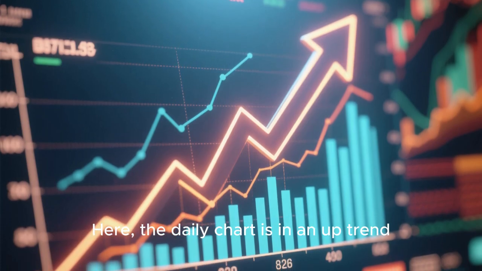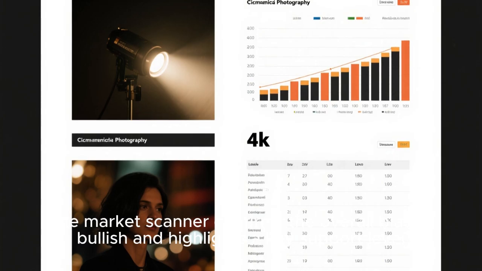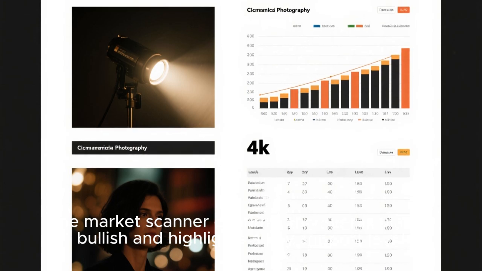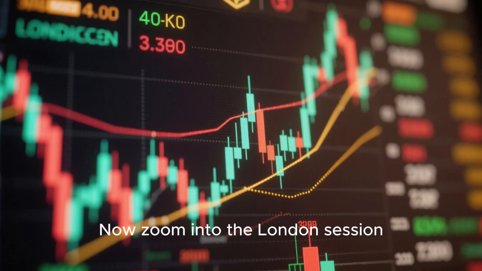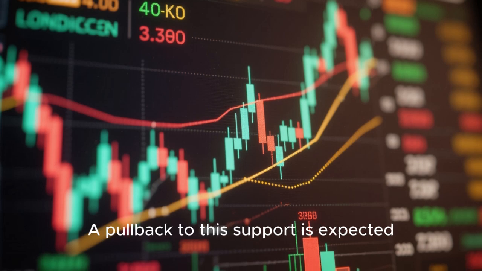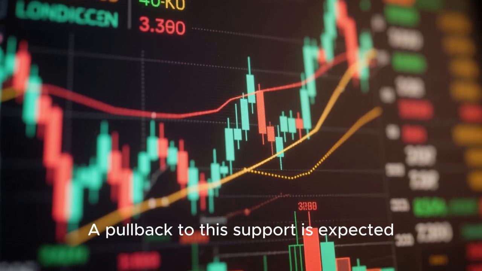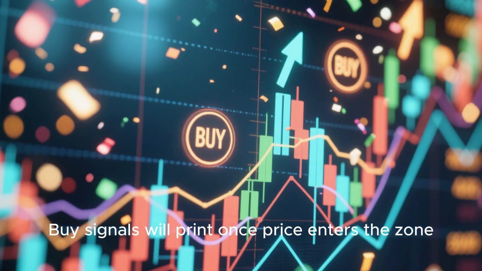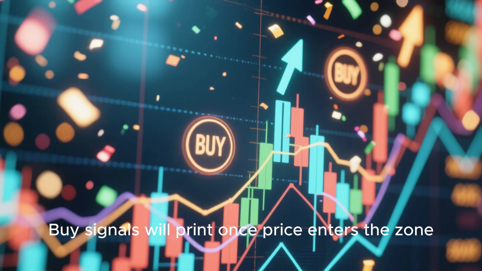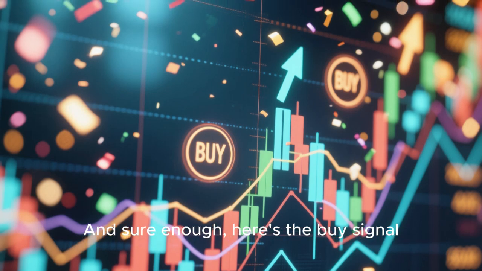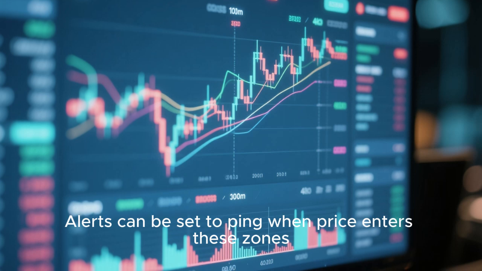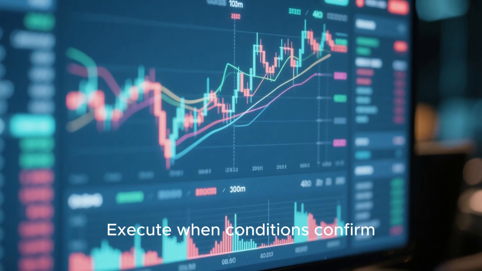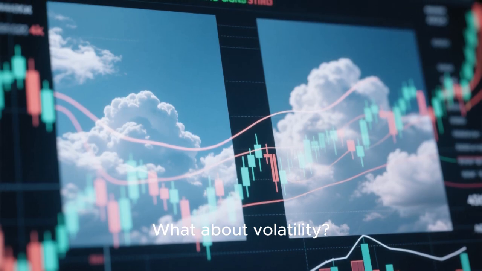Here, the daily chart is in an uptrend. The market scanner confirms the overall bias is bullish and highlights a key support level. Now zoom into the London session. A pullback to this support is expected. Buy signals will print once price enters the zone. And sure enough, here's the buy signal. Alerts can be set to ping when price enters these zones. Execute when conditions confirm.